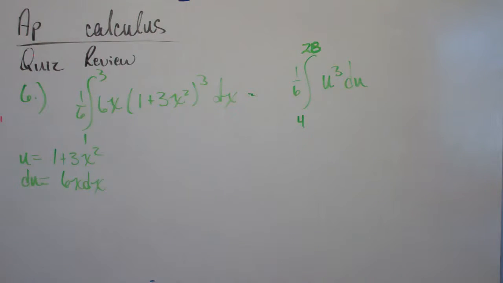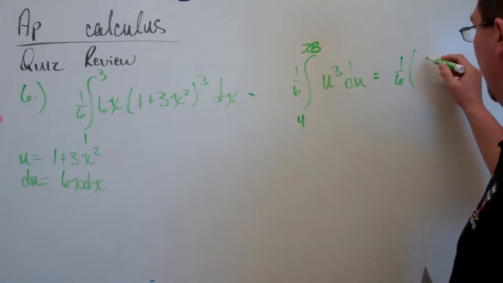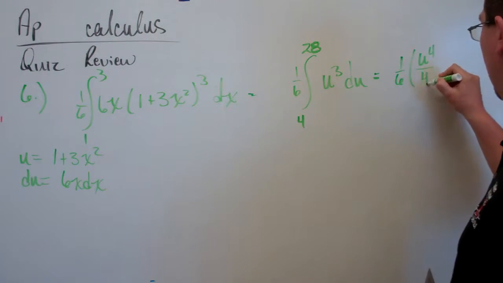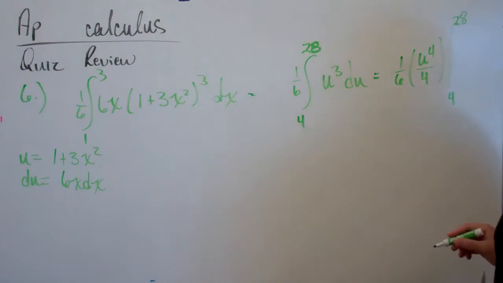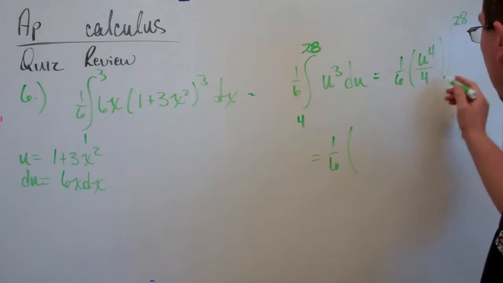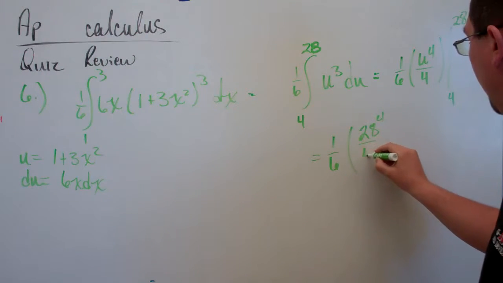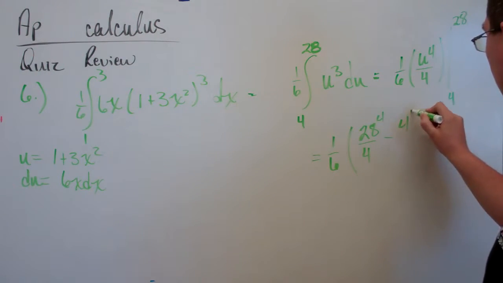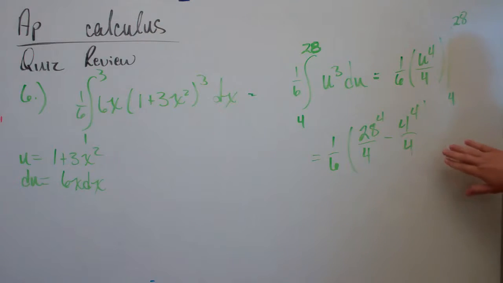So now you just take the antiderivative. It's going to be 1/6 times u to the 4th over 4, evaluated from 4 to 28. So now you just simply do your substitution. Put in the 28, so it's going to be 28 to the 4th over 4 minus 4 to the 4th over 4. And I know you can do this simple math. If you can do this, you can do that.